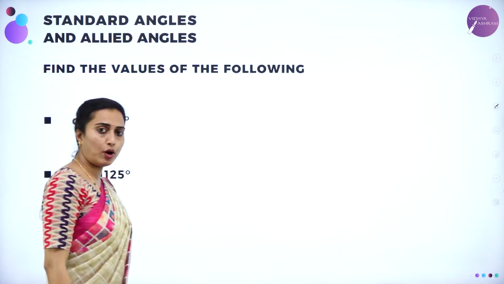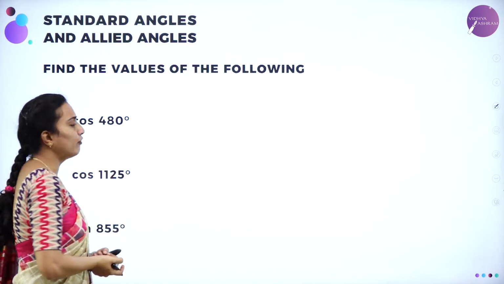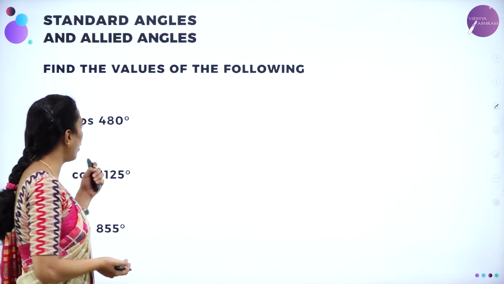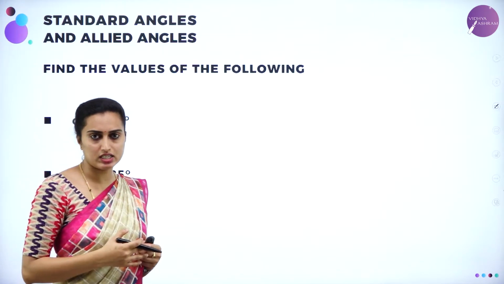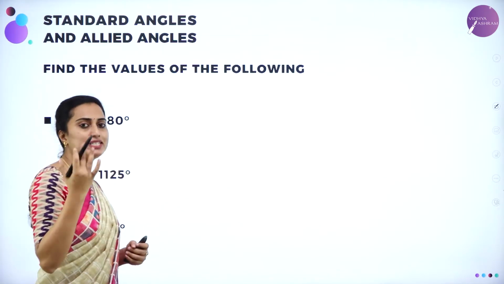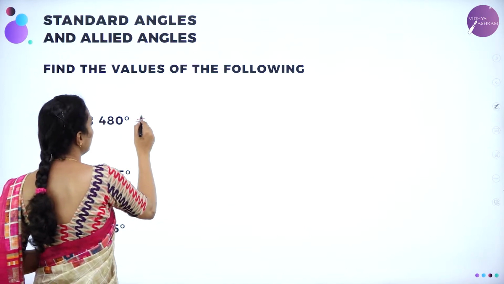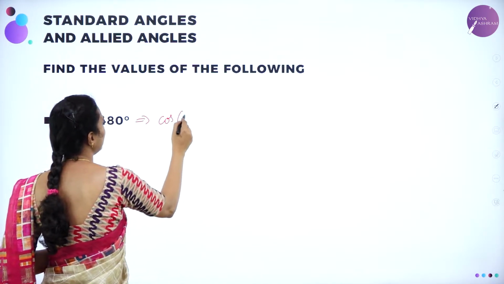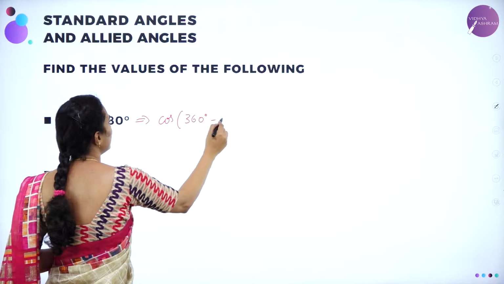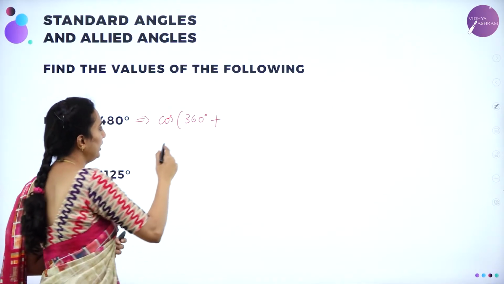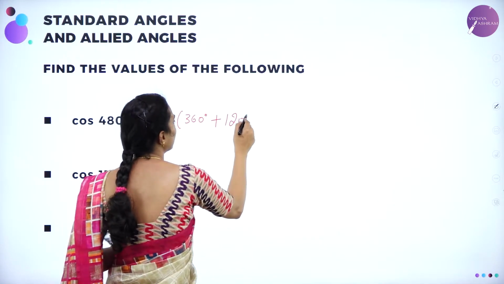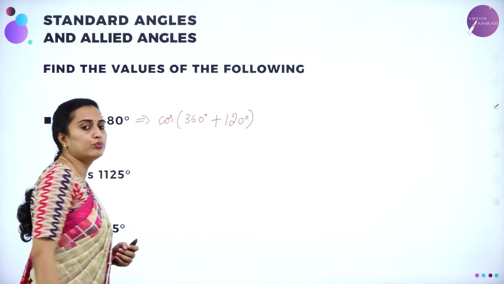Now the problem they have asked is: find the values of the following. The first one is cos 480 degree. Cos 480 degree is greater than 360 degree, isn't it? Therefore I can have 360 plus theta. So I can write this as cos of 360 degree plus theta. How much is remaining to add up to 480 degree? 120 degree. If you add it up, it becomes 480 degree.